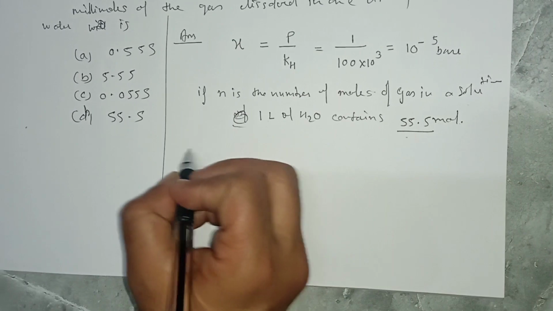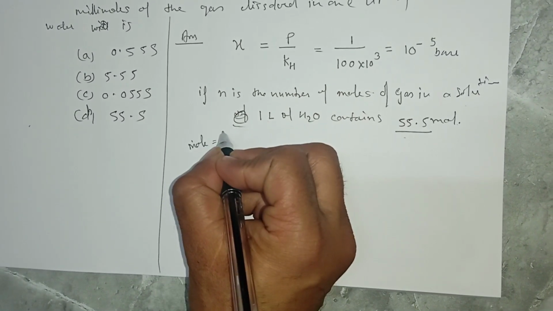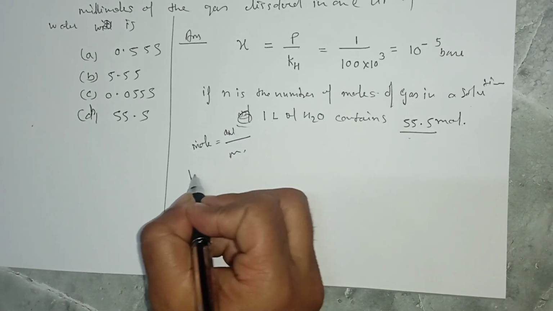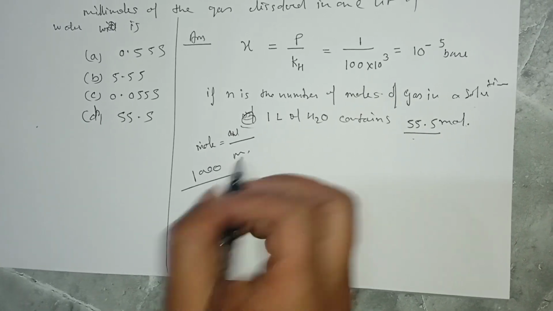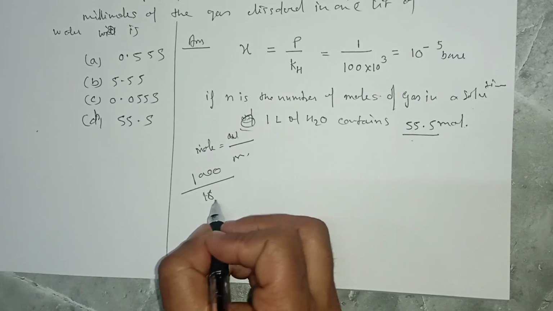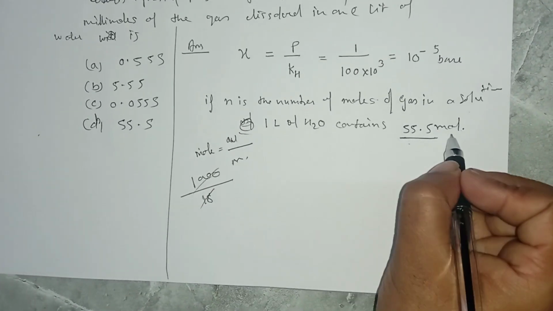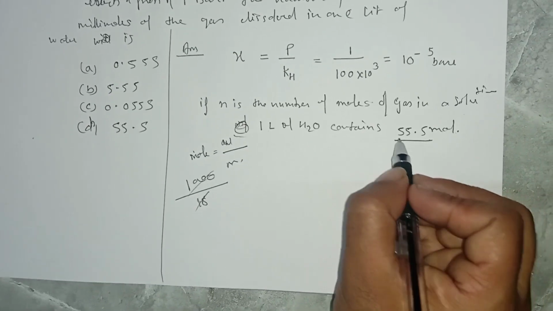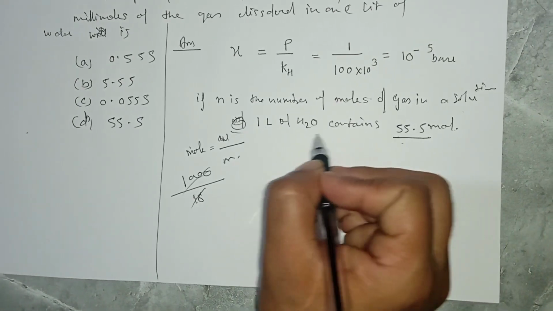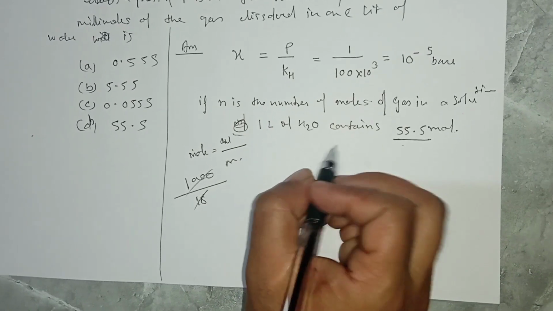How did we get it? We know that number of moles is equal to given mass divided by molar mass. Given mass is 1000 grams or 1 kilogram, and molar mass is 18. If we divide these two values, we get 55.5 mole. So it is better to always learn that 1 liter of water contains 55.5 moles, right?